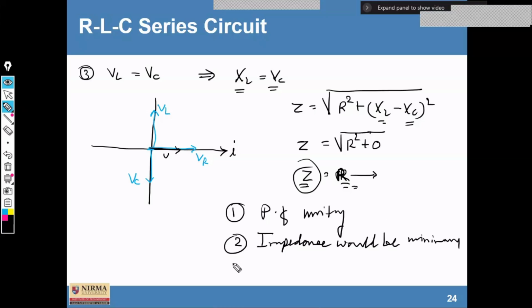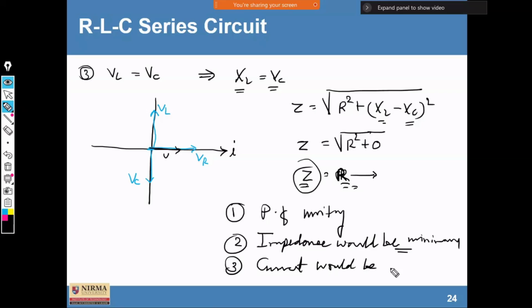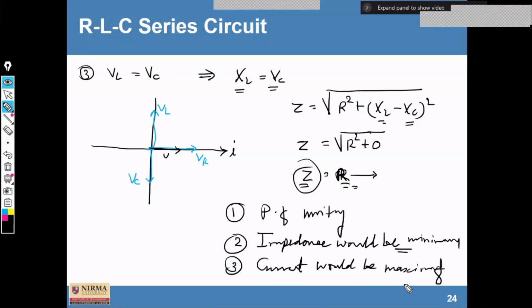What about the current flowing through the circuit? Because the impedance is minimum, the current would be maximum here. The power factor is unity because when the circuit has only R, VR and I are in phase with each other, and the phase difference between the two is 0. So cos 0 is 1 and the power factor is unity here.